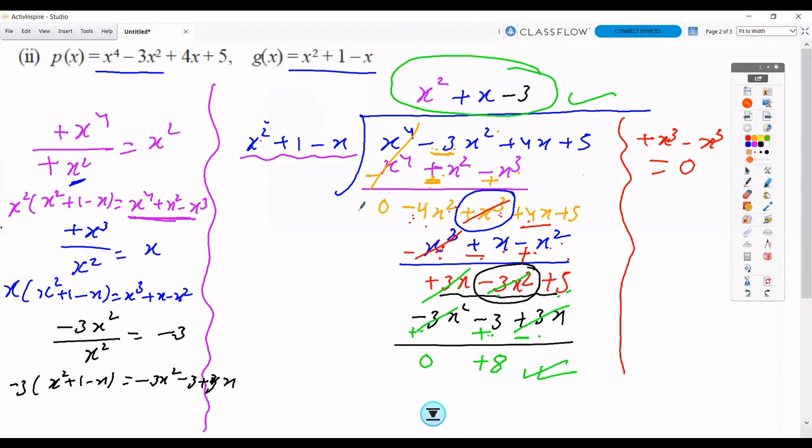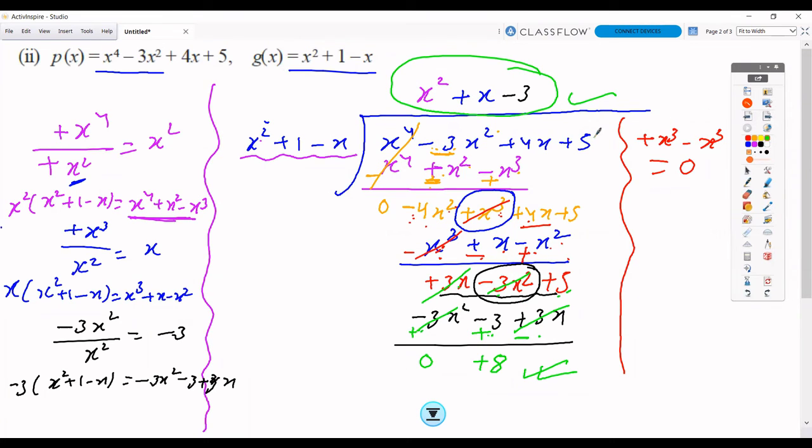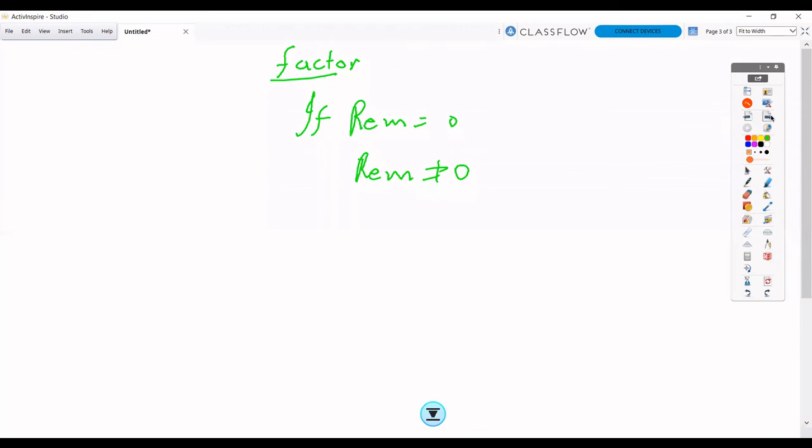Like in the previous questions, we can see the remainders are not 0. In both questions, the remainders are not 0, so they are not factors. Gx is not a factor of Px. But sometimes Gx may be a factor of Px.